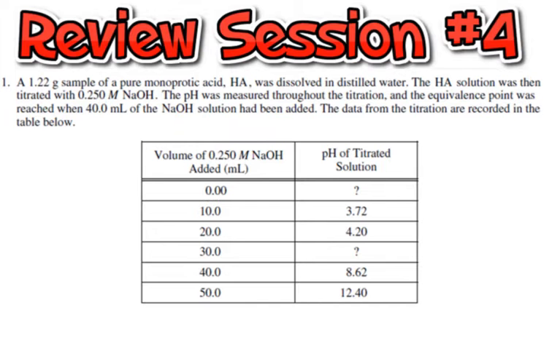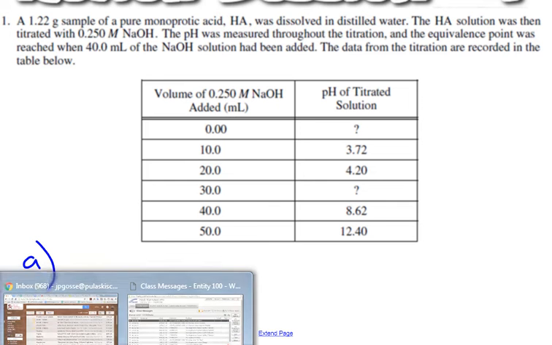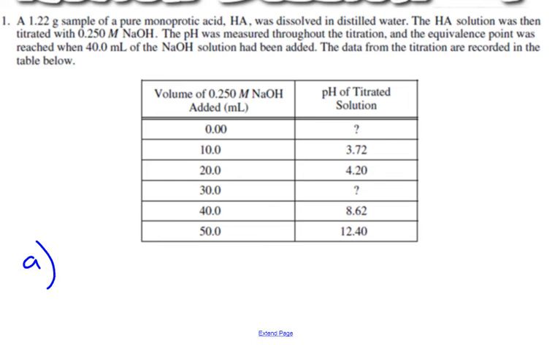So, letter A. Explain how the data in the table above provide evidence that HA is a weak acid rather than a strong acid. So, I'll give you about 1 minute. You can figure it out with your group, or you can figure it out on your own, but you kind of have it together. So, why does the table tell me that that is a weak acid rather than a strong acid? Figure it out. You can talk. That's kind of part of this. You can write whatever you like.